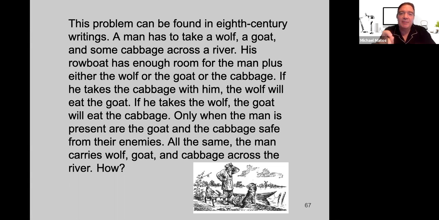If he takes the cabbage with him, the wolf will eat the goat. If he takes the wolf, the goat will eat the cabbage. Only when the man is present are the goat and the cabbage safe from their enemies. All the same, the man carries wolf, goat, and cabbage across the river. How does he do that?